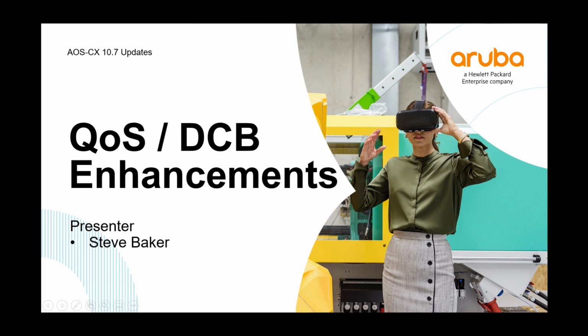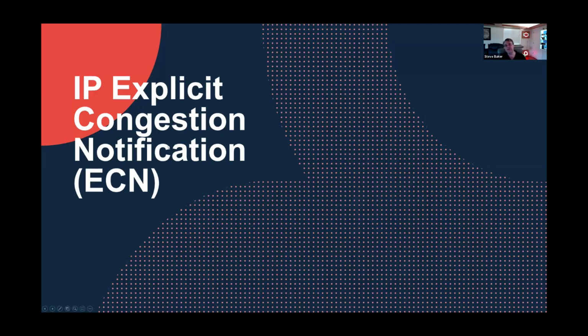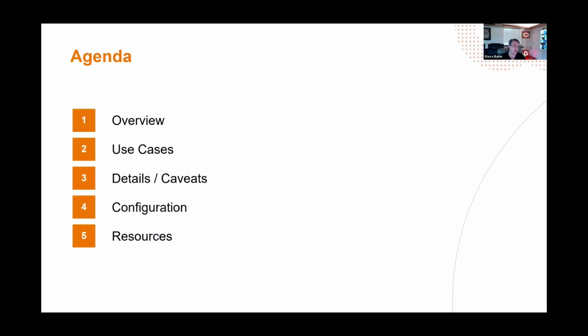Thanks, everyone. So I'm going to talk about some QoS enhancements and some optic enhancements. A lot of these features actually already exist, but we're extending them to a number of other platforms. So let's go ahead and get started with IP ECN. This is explicit congestion notification.